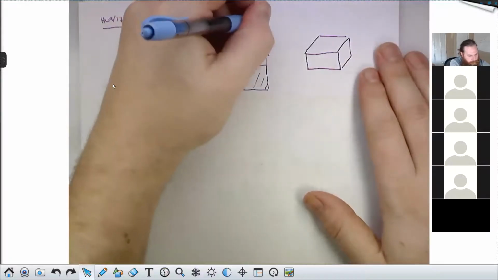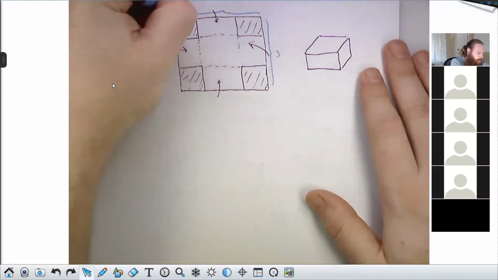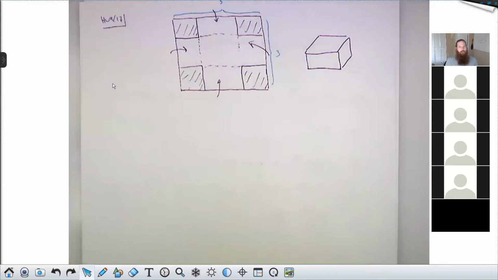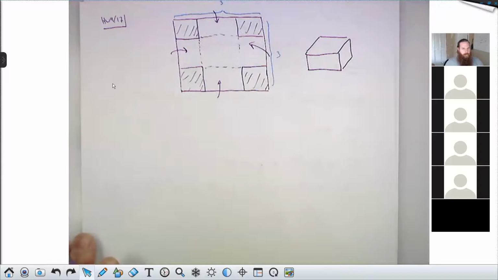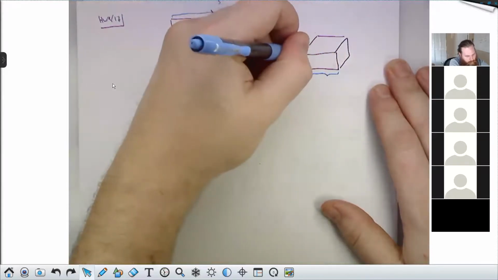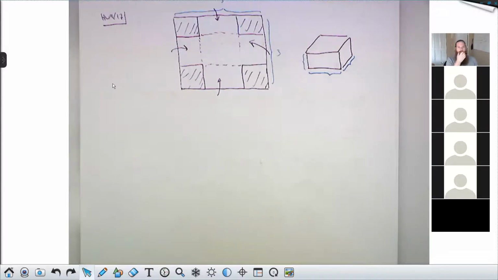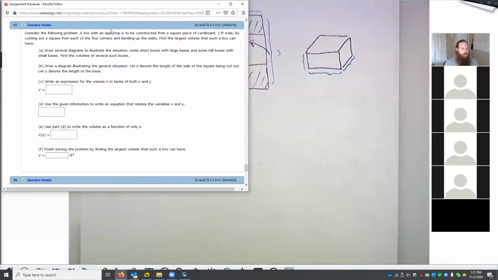So I know that the thing we began with is 3x3. I need to find some way to get a formula for the volume here that I can try to maximize. Now let me make sure we're making a box with an open top from a square piece of cardboard 3 feet wide by cutting a square from each of the four corners, then bending up the sides. All right. General situation, let X denote the length of the side of the square being cut out and let Y denote the length of the base. Okay.